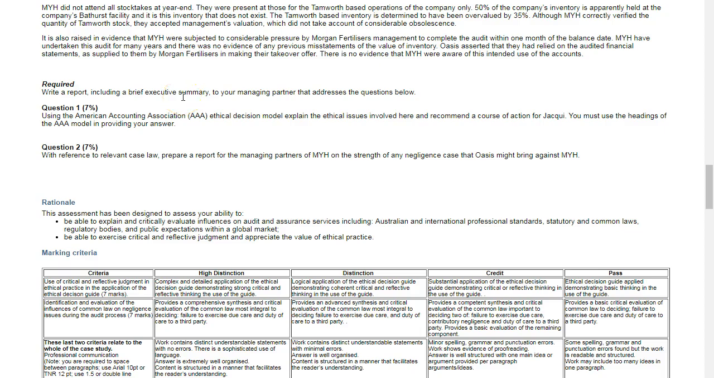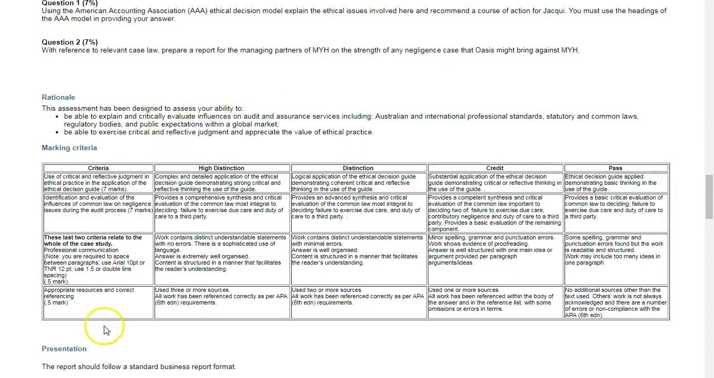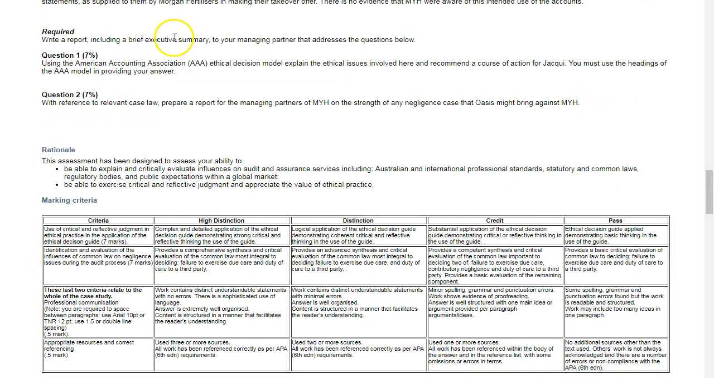Finally, a couple of points in relation to the whole assessment task. Although you're answering two separate questions, you are to submit one report and note the expectations of professional communication in the marking criteria. And it's to have one executive summary. And you're advising your managing partner, as per the question here, not me, your lecturer, or anyone else in the question. So make sure you write your report from that perspective.